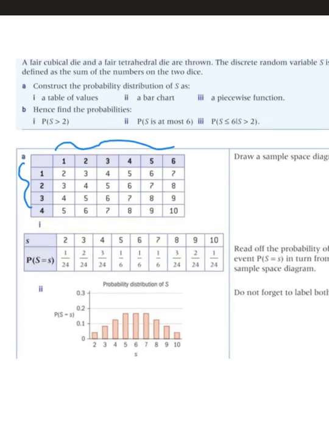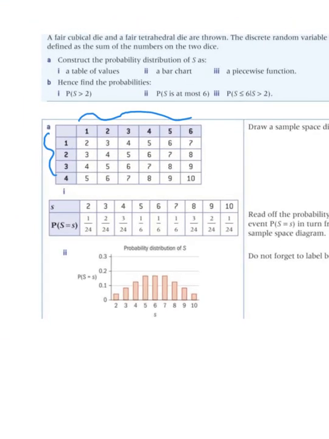And then lastly here we've got the bar chart, right? So that is just another example of how we can use these different visual displays, and it mimics what we did before. So you have those possibilities 2 through 10, those sums, little s, represented on the x-axis, and on the y-axis you've got the probability of the random variable equaling the value s displayed there. Okay, so now we're going to move on to part 3, developing a piecewise function.